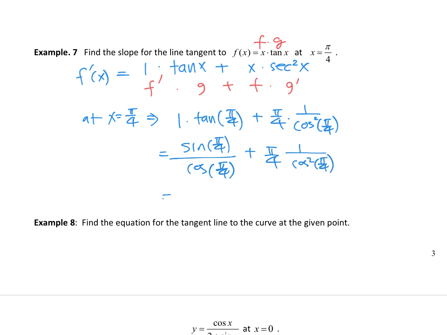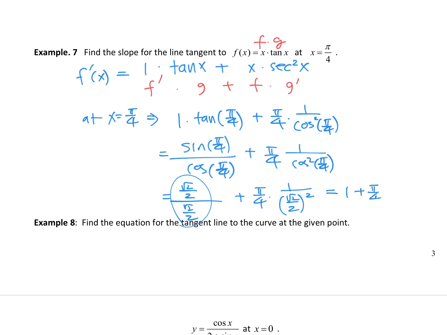All right, so sine pi over 4 is radical 2 over 2. Cosine pi over 4 is radical 2 over 2 plus pi over 4 times 1 over, again, cosine pi over 4 is radical 2 over 2, and then square. Here, again, I have to be super careful. I'm not squaring pi over 4. This notation means take the cosine of pi over 4, get the answer, and then square the answer, right?